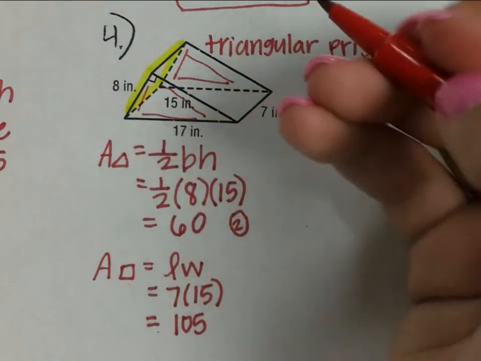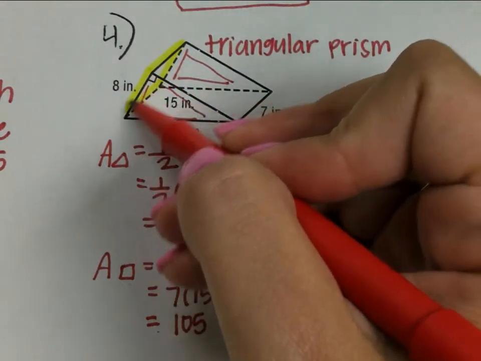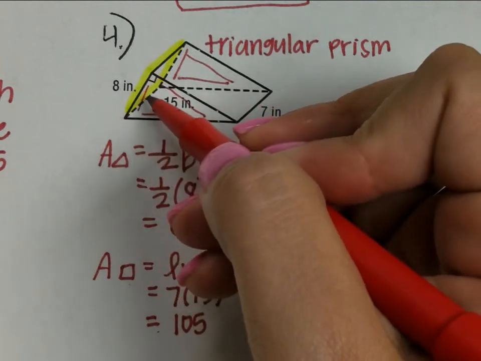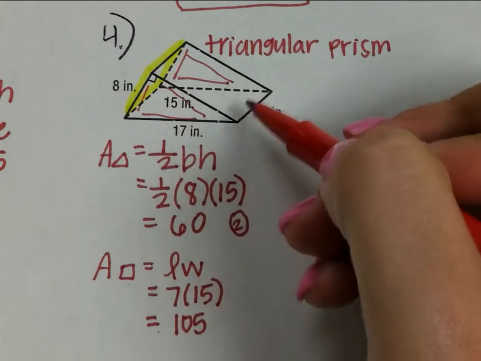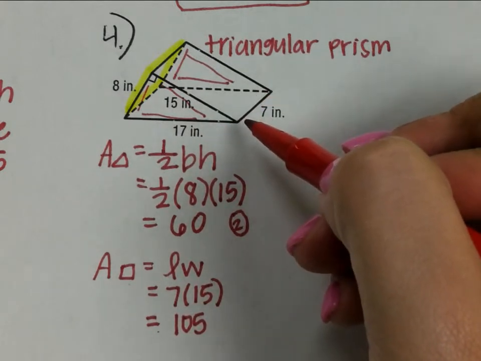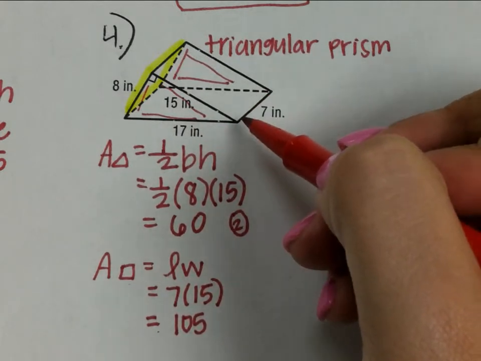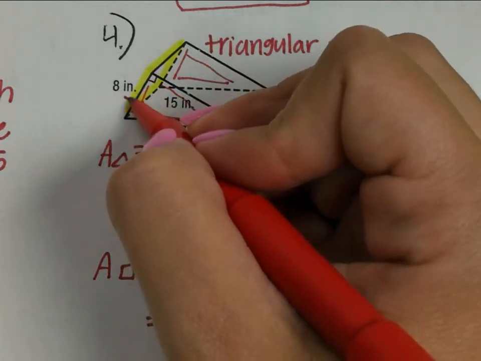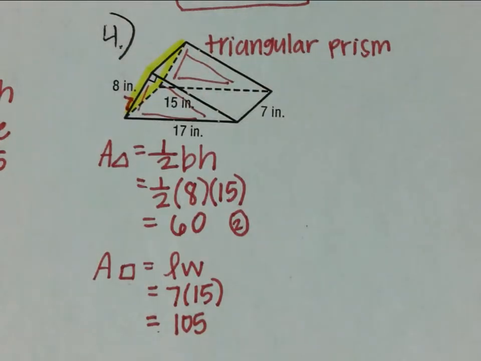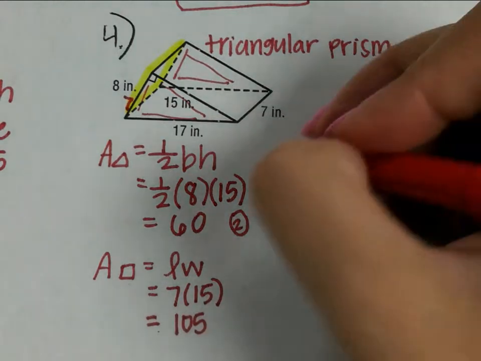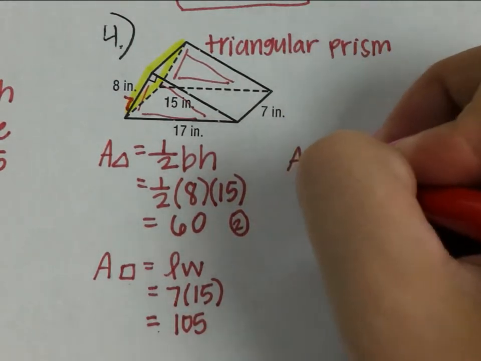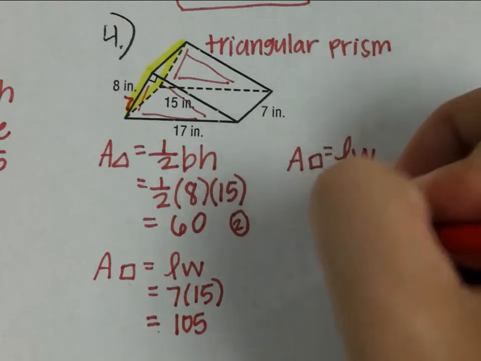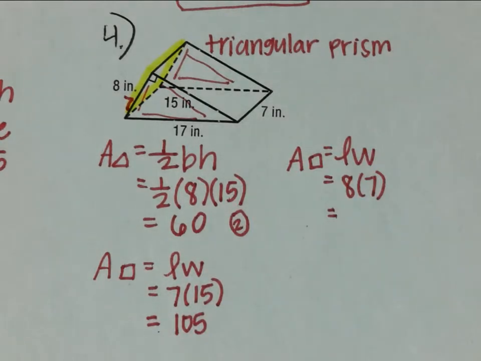8 and 7. Because this is my length, or one of them, 8, right? So if I look at that little dotted line right there, I know that it has to be 7 because this is 7 over here. Does everybody see that? If this side is 7, then that means this side is 7 as well. So my length and width of that rectangle would be 8 times 7. Does everybody see that? Okay.